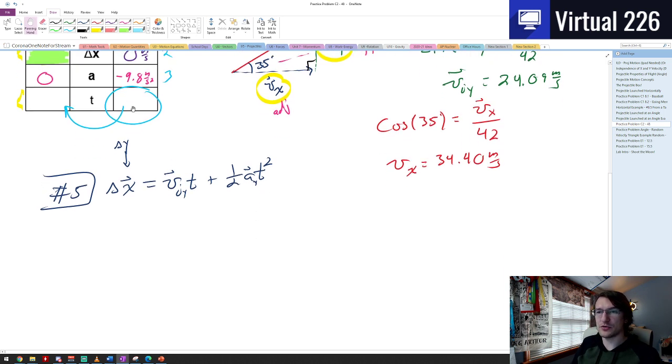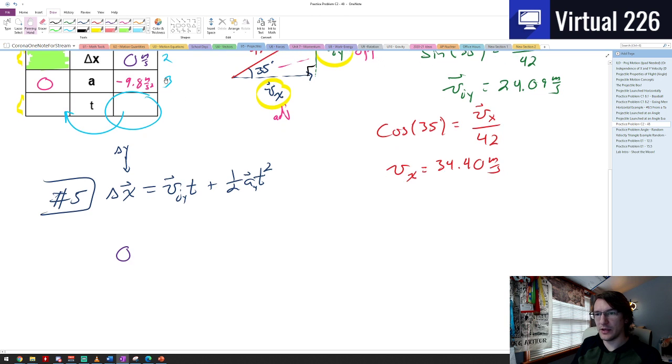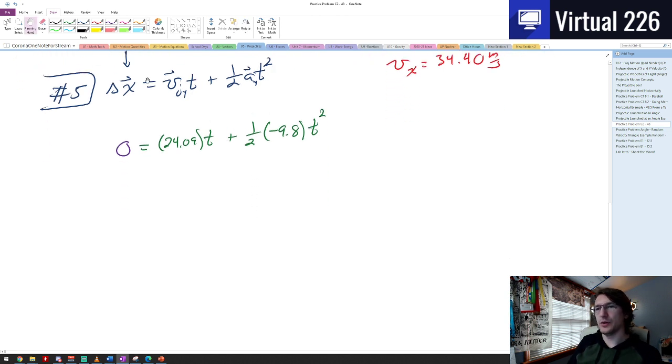At this point, we can just drop in numbers like there's no tomorrow. Our delta x, or delta y, is 0, because that's what it is in the box. And our initial velocity here is, what was that? That was 24.09 multiplied by t plus 1/2 times negative 9.8 times t squared.